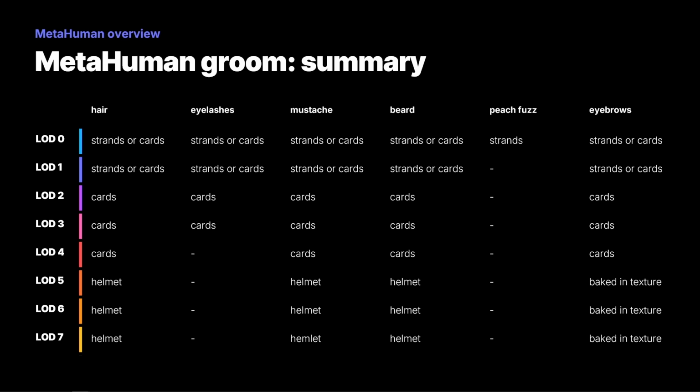Here you can see a detailed overview of groom assets per LOD. Hair, mustache, and beard do have the same setup. Just a few notes. In case of short hair, one way to optimize it for LODs 5, 6, and 7, hair will be baked in texture as there is no need for the helmet. For ultra-short hairstyles, you can choose between strands and texture even for LOD 0 and 1. For other LODs, of course, we have only textures available.